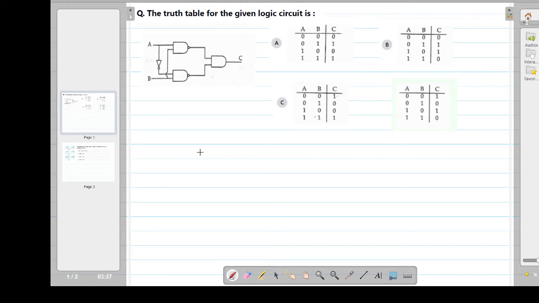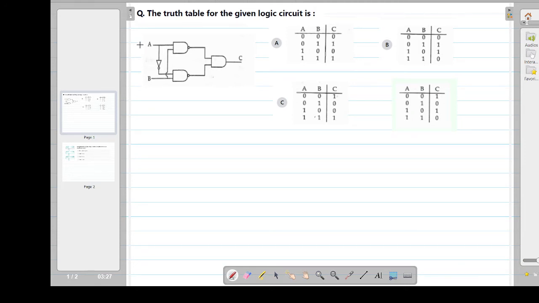Today we are going to solve some NEET related questions asked in the year 2022, on the topic of semiconductor devices. The first question is to find the truth table for a given logic circuit. Here they have given the circuit and the options. So, which table is the correct one? To find out, we have two different methods. One, we can go for a lengthier one.